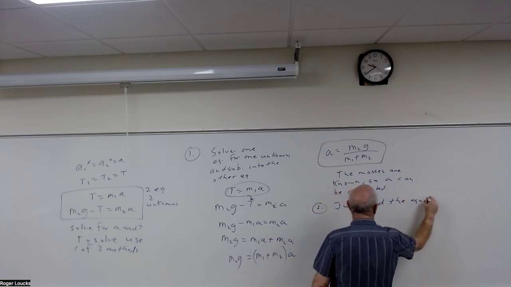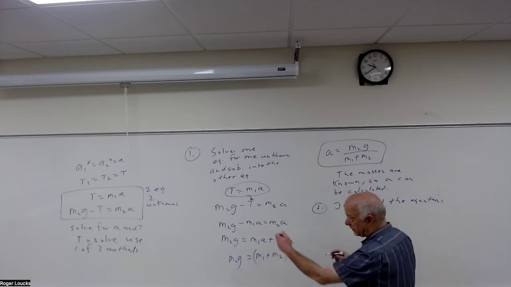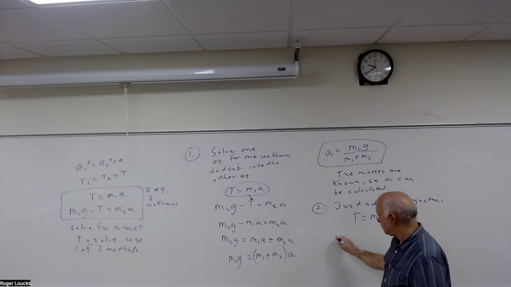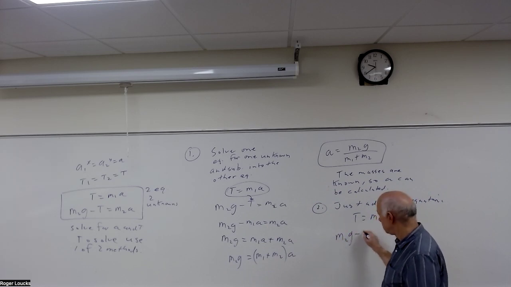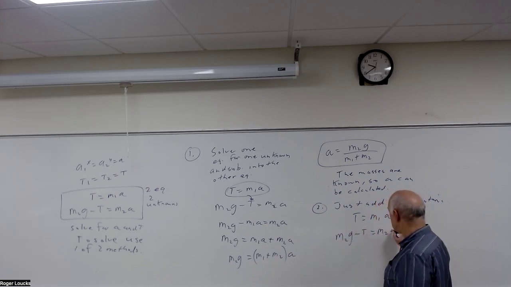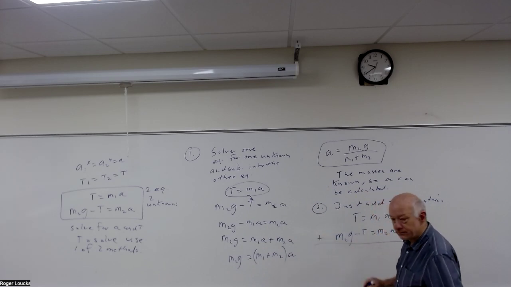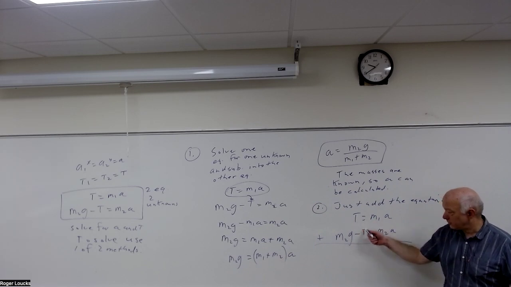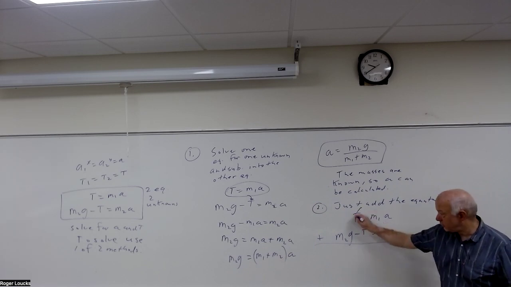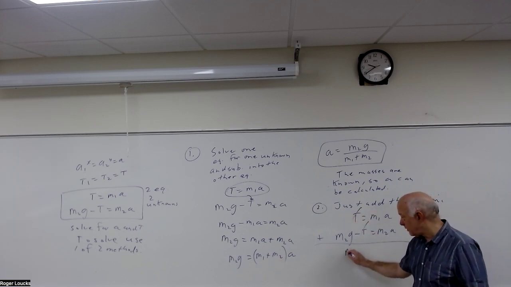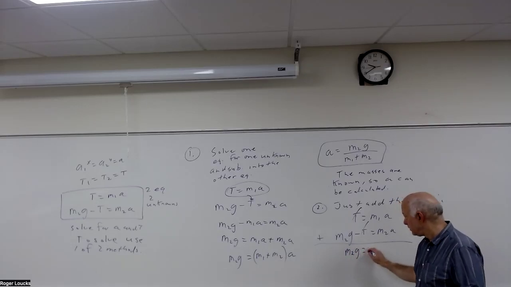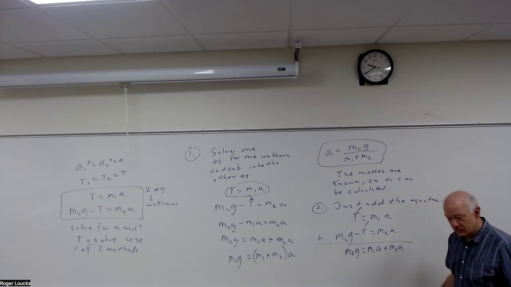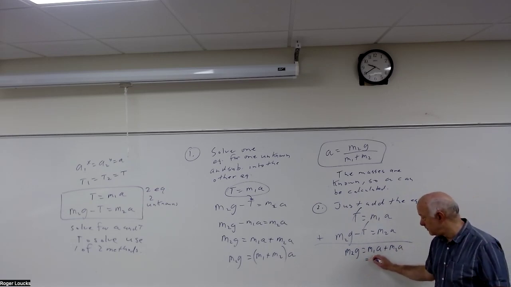Let's add the equations. Okay, so I'm going to take those equations here, and this equation here. I just add them. If I add them here, what do these do? Cancel. Boom, boom. So I get M2G equals M1A plus M2A. I call out my buddy A.